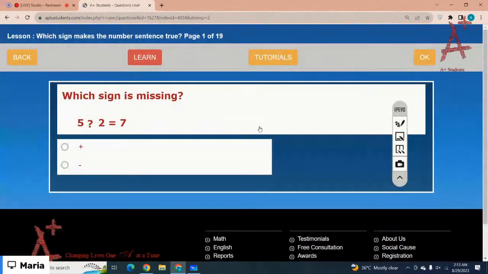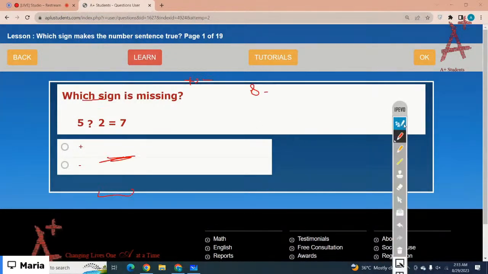Okay, which sign is missing? So which is the correct option? You are given two of the options, right? Plus and minus. You have to see which one makes the statement true, right? So let's just try with the plus. Just add 5 plus 2 makes 7. Yes, when you add, 5 plus 2 makes 7. So both sides are equal. That means the correct option is plus. You have to add them, right? 5 plus 2 makes 7.